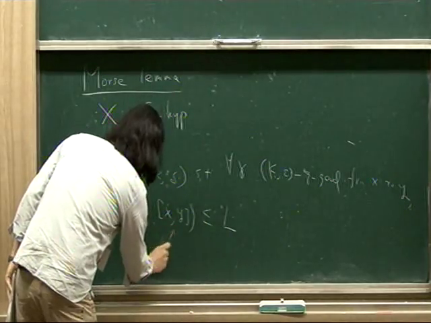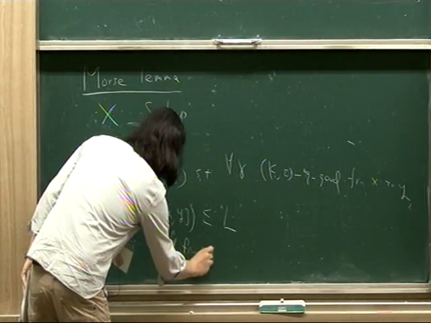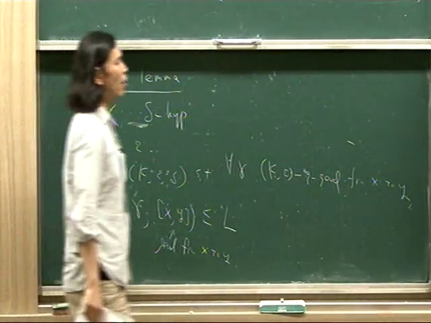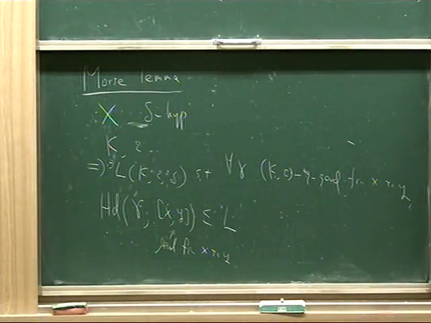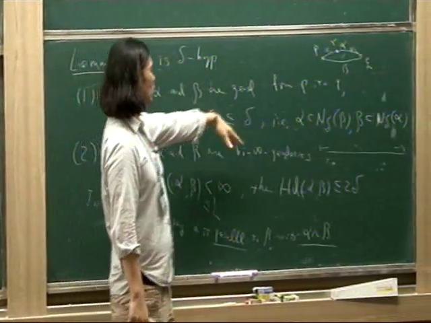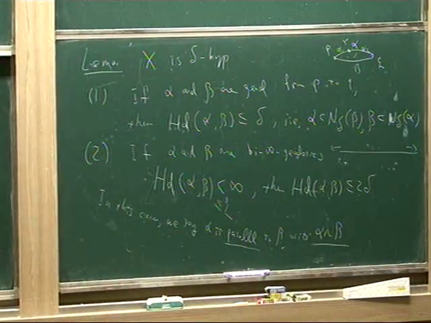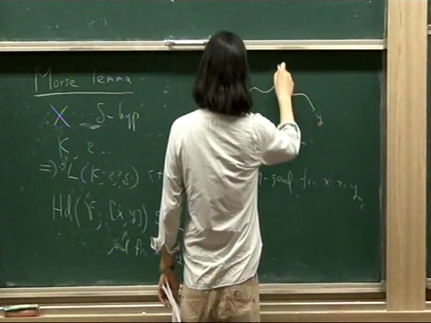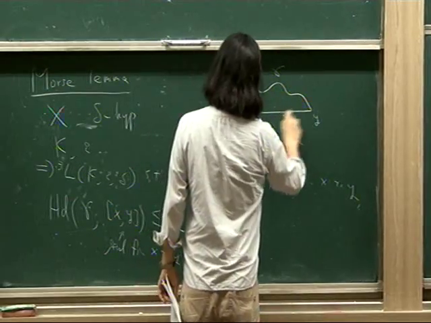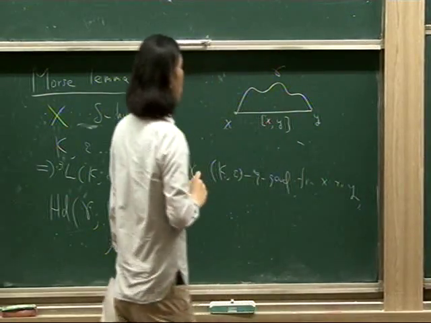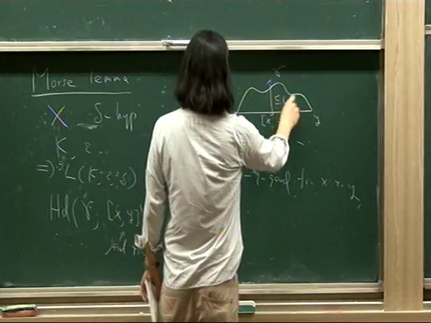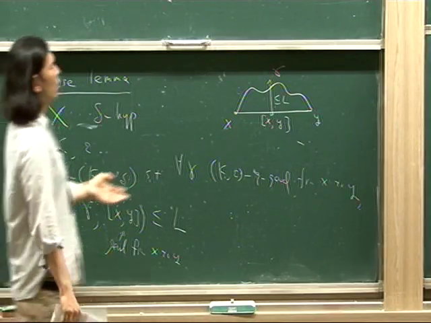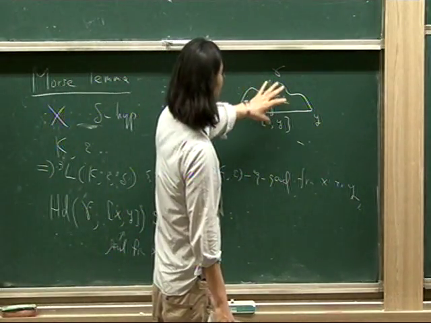So this is a geodesic from x to y. Remember, the geodesic from x to y is not unique. However, because of this lemma, it is more or less unique. So the distance between those two geodesics is at most delta. So the picture is like this. You have a quasi-geodesic from x to y, and we draw a basic straight line from x to y, then the Hausdorff distance is always at most L. So if you have a quasi-geodesic, it's really, in this sense, a geodesic.